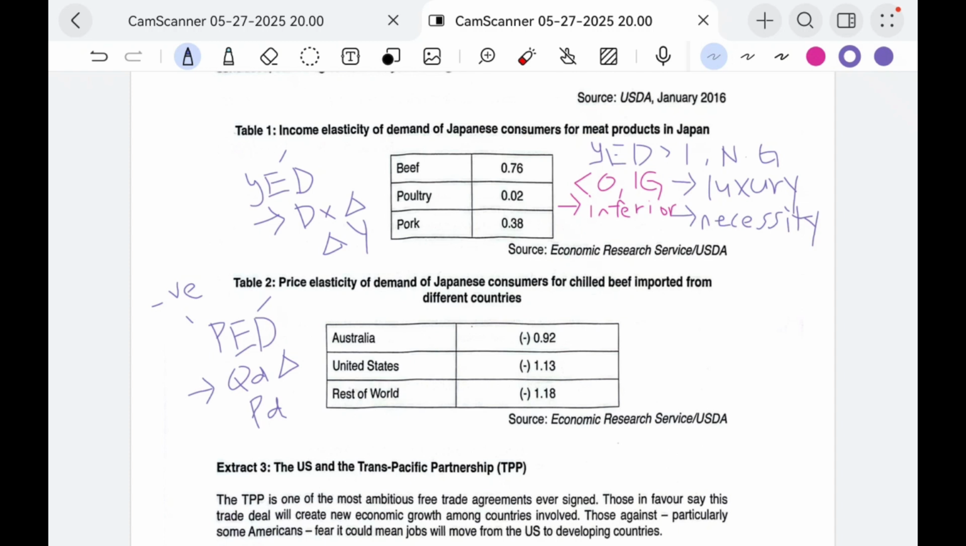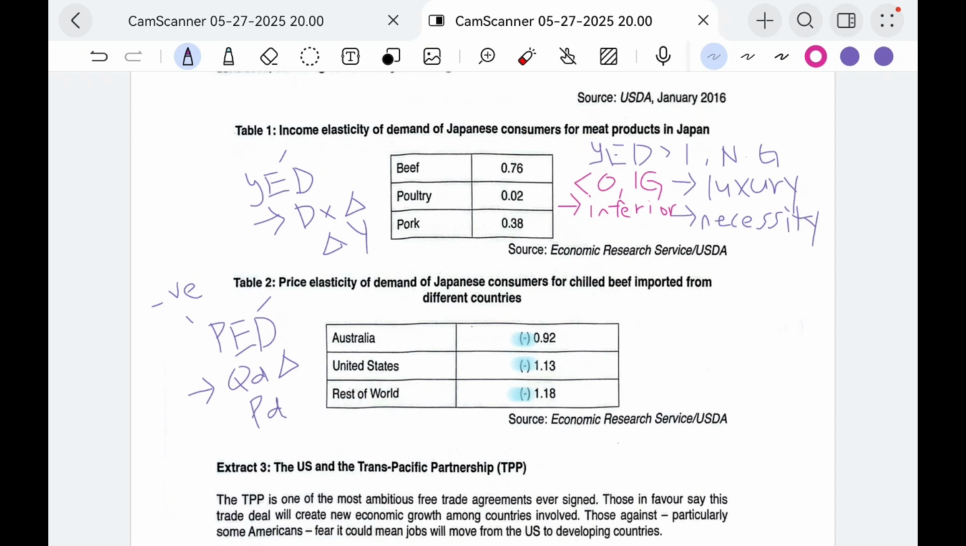So you see here in extract 2 for the 3 countries, Australia, US, rest of the world, you always have a negative in front. This is a given. So in this case, the negative doesn't matter so much, but what's more important is the magnitude. So how do you interpret the magnitude?